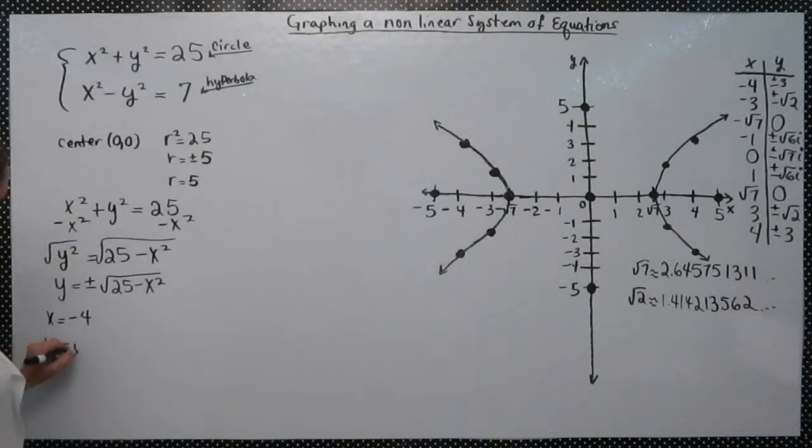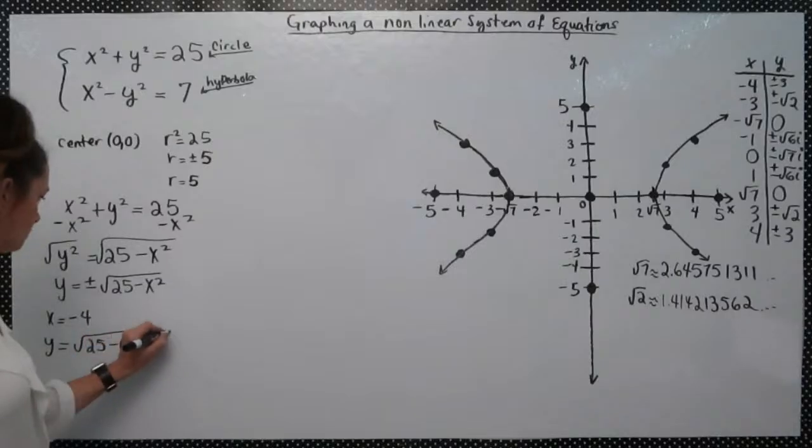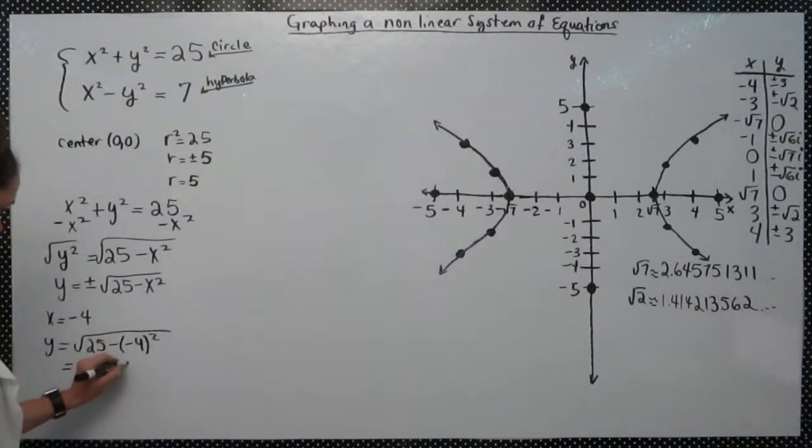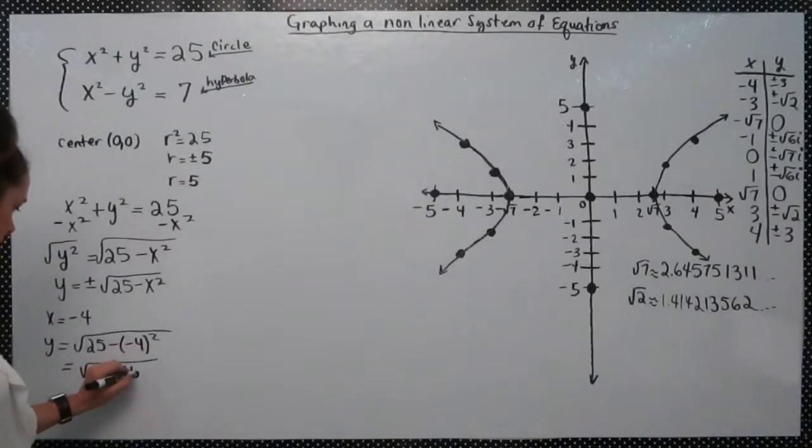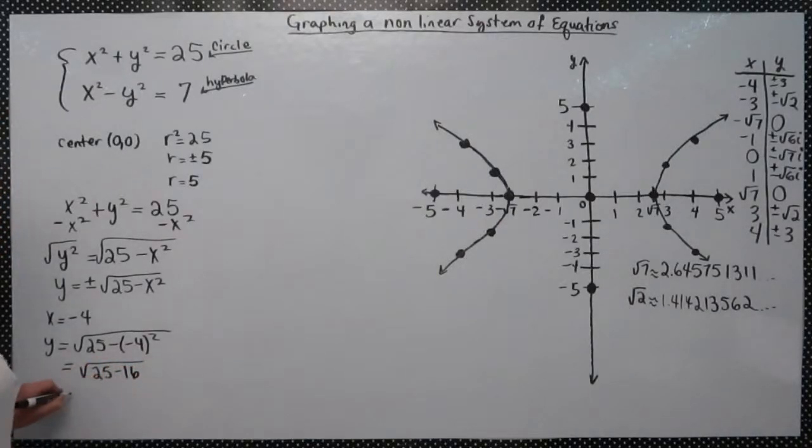So y equals the square root of 25 minus -4 squared. So this is 25 minus, -4 squared is 16. And is that 9 again? Square root of 9? 25 minus 16. So you're getting plus or minus 3. Nice.